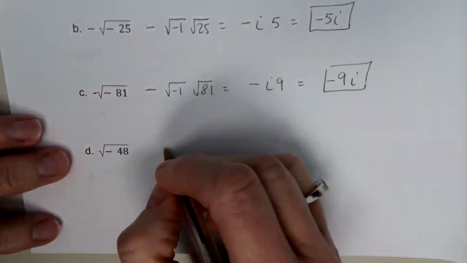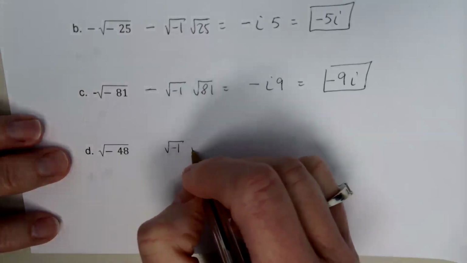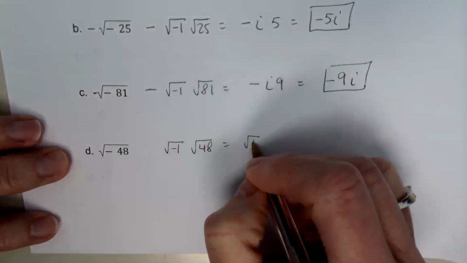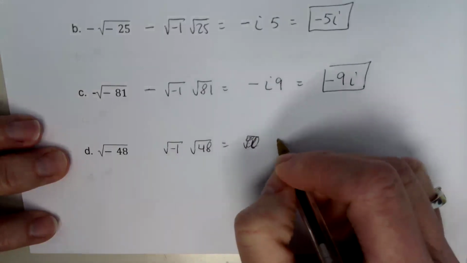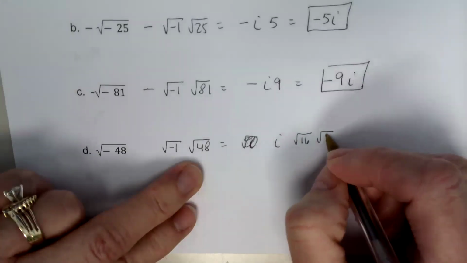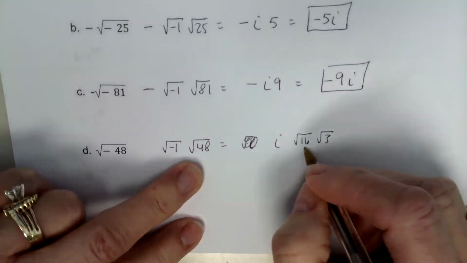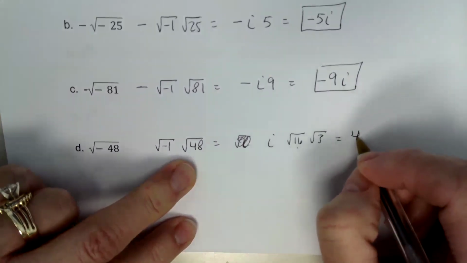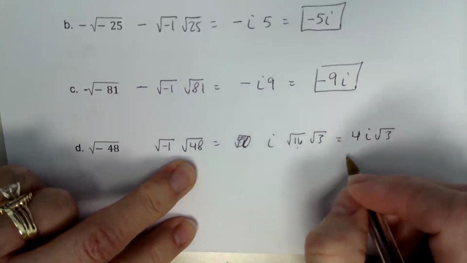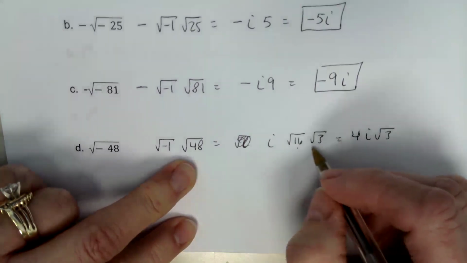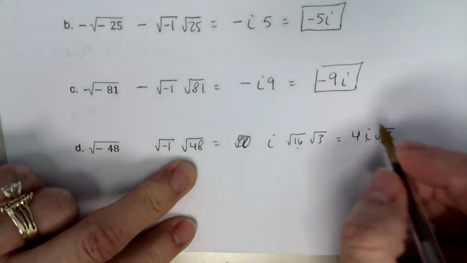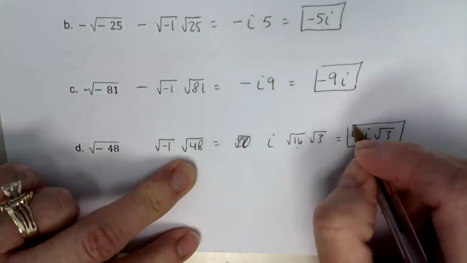And the square root of negative 48 is the square root of negative 1 times the square root of 48. So the square root of negative 1 is i, and the square root of 48 has a square root of 16, and the square root of 3. The square root of 16 is 4. So we have 4 times i times the square root of 3. So whatever simplifies evenly comes out as an integer, and then we have the i, and then the square root that's left over is on the right-hand side.